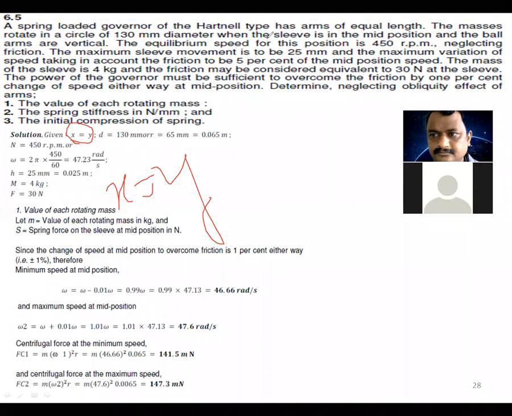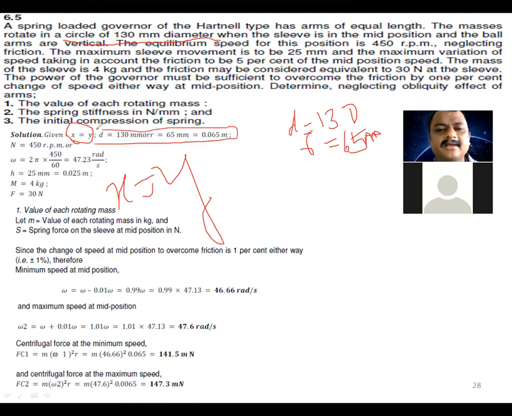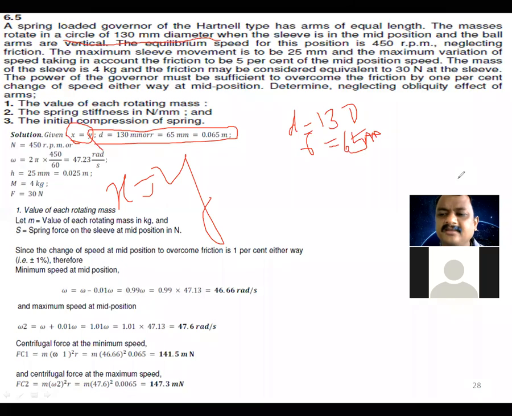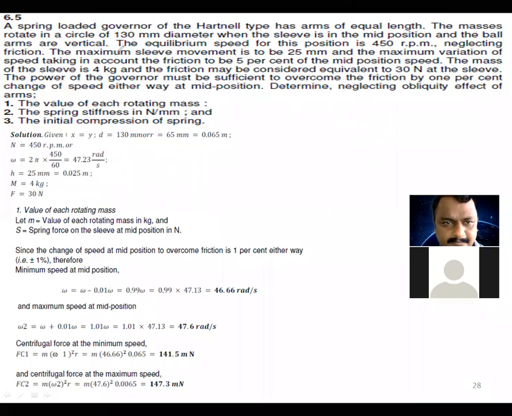Then the next thing is: the masses rotate in a circle of 130 millimeter diameter. So the radius is not 130 millimeter; the diameter of rotation of the balls is 130 millimeter. So if I am supposed to find the radius, that is half of it, 65 millimeter. We do not know whether it is the minimum position or maximum position. So please understand this. They have given the diameter of rotation of the fly balls, it is not the radius. So this data has to be read properly and noted down.